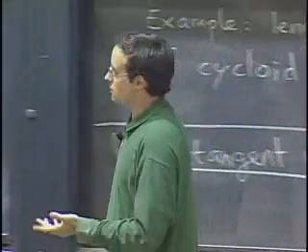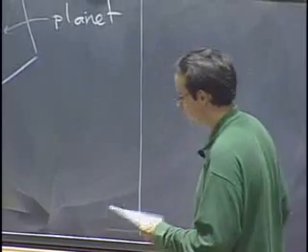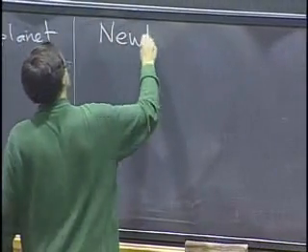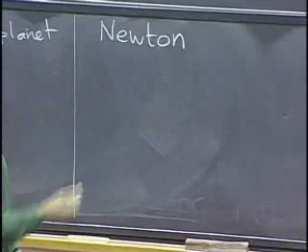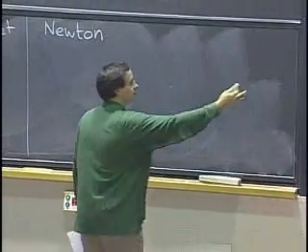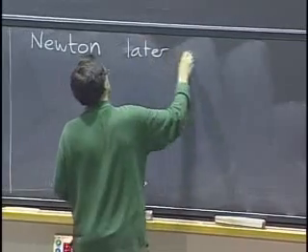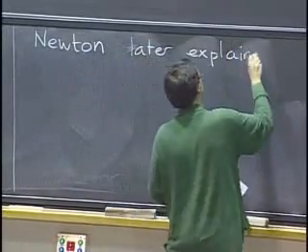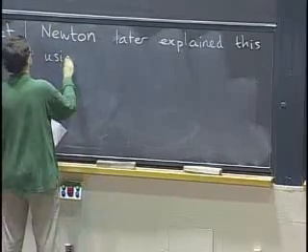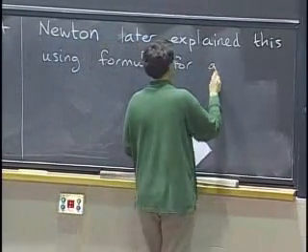But let's try to see how we can understand that in terms of what we know today about mechanics. So, in fact, what happens is that Newton was quite a bit later. I mean, that was the late 17th century instead of the beginning of the 17th century. So he was able to explain this using his laws for gravitational attraction.